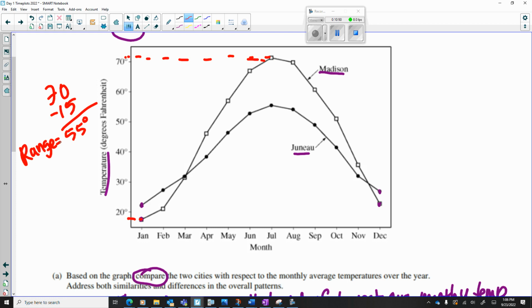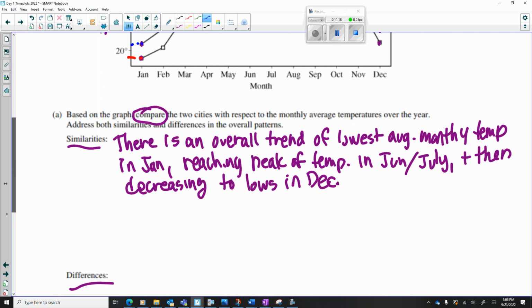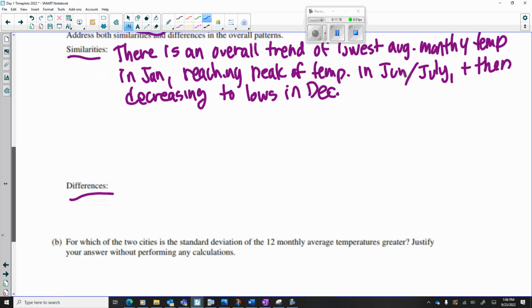and that's going to be the range of temps over the average monthly temps for the year for Madison. And then you could similarly do the same thing for Juneau, and it's about like 55 to 20-ish, 55 to 22. So it's definitely a smaller range. So do we actually have to find the ranges of both? Same like before, we don't actually have to find the range in order to compare. We just have to compare them.